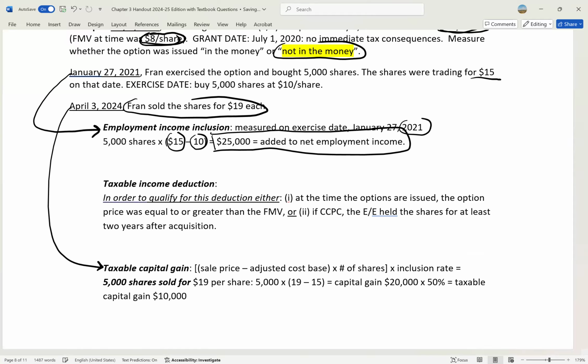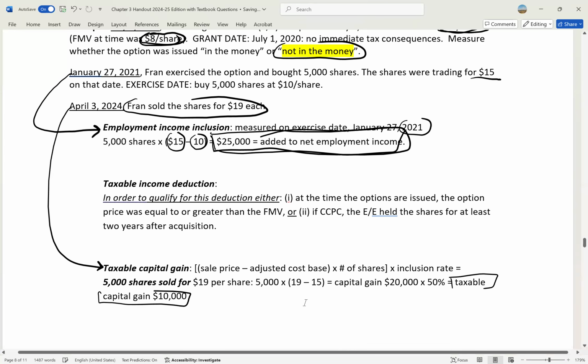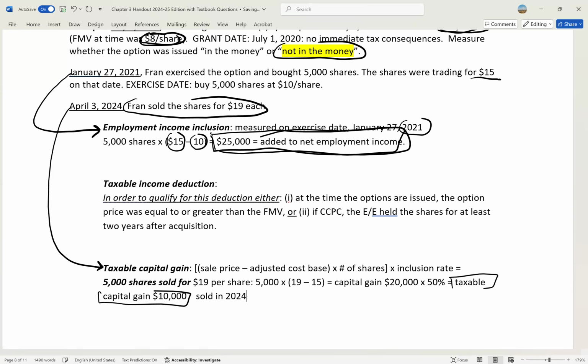So let's sort of talk about when these amounts would be taxed. We have this 25,000 net employment income that we measured in 2021 when she exercised the stock option. We have this taxable capital gain of 10,000, which we calculated when the shares were sold, and the shares were sold in 2024.